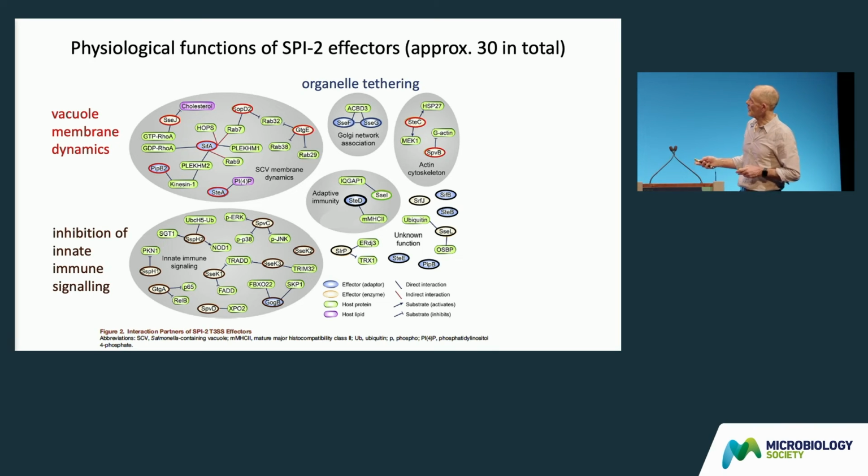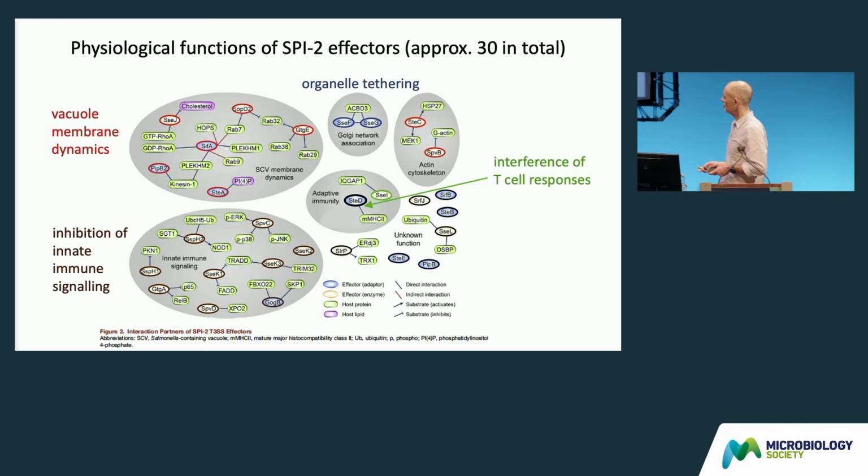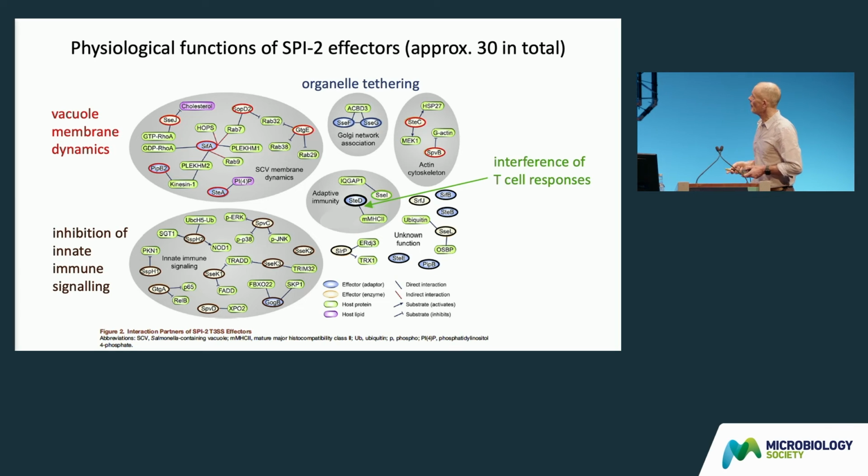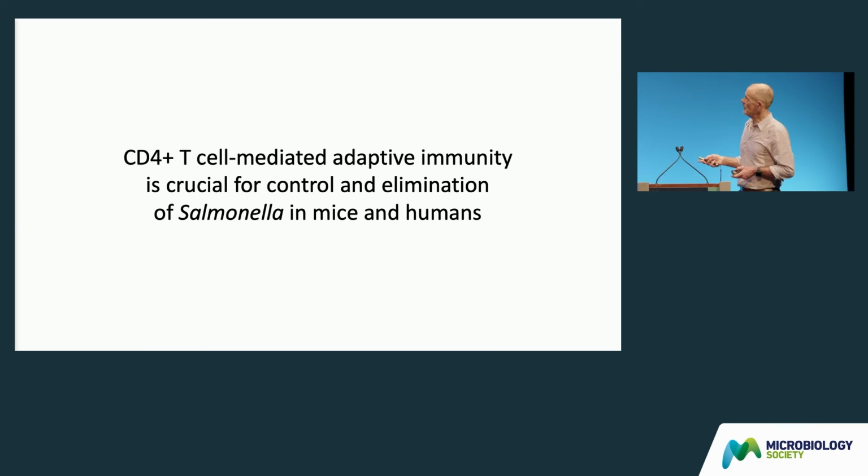But it's known that Salmonella faces an adaptive immune response in long-term and chronic infections. And there's this one effector that we know about, SteD, which I'm going to spend the rest of the talk discussing, which is responsible for the interference of T-cell responses. These CD4 T-cell responses are crucial for the control and elimination of Salmonella in mice and in humans.